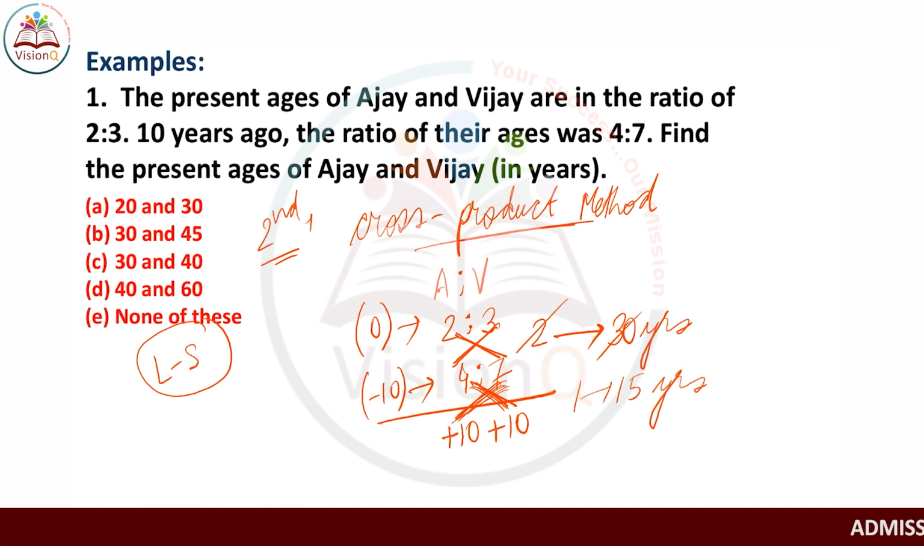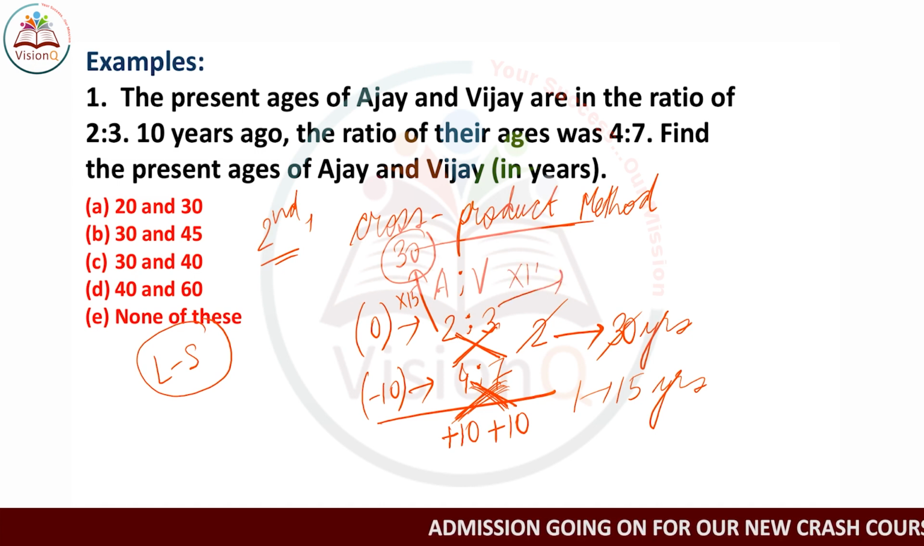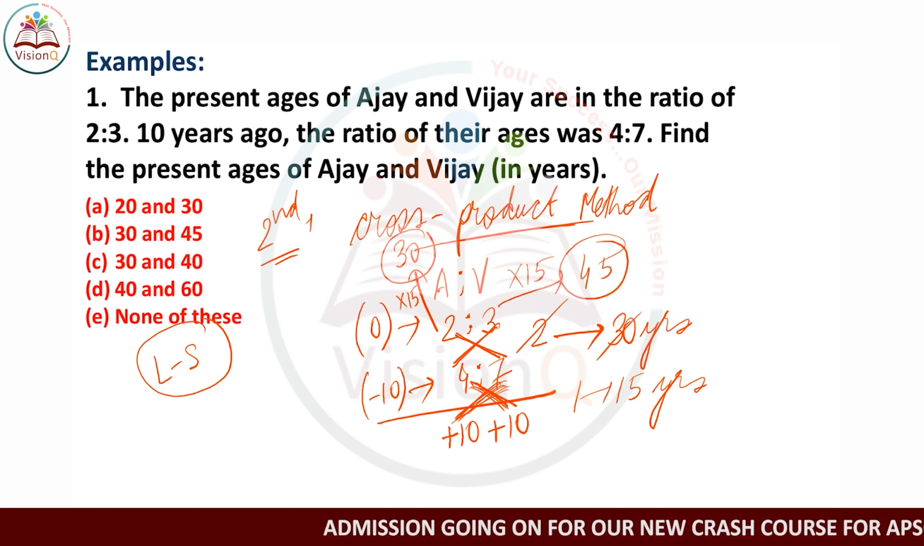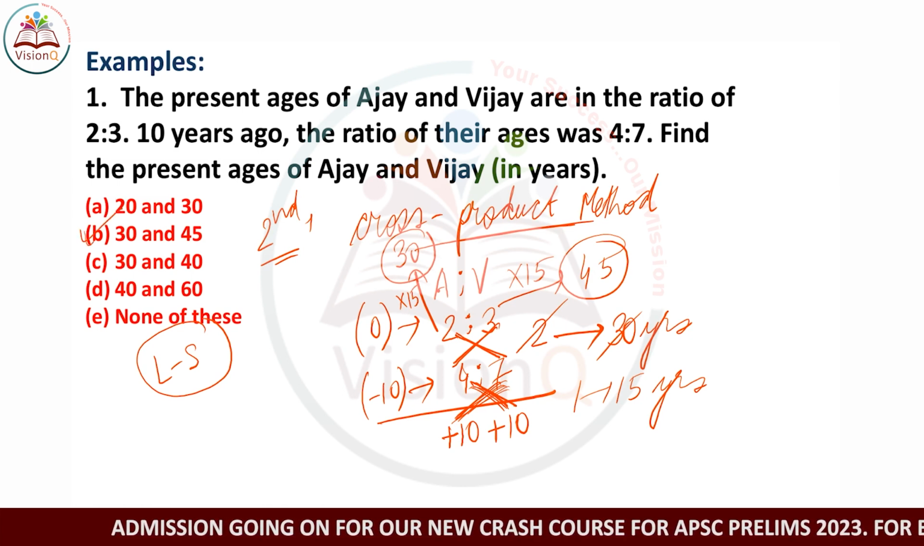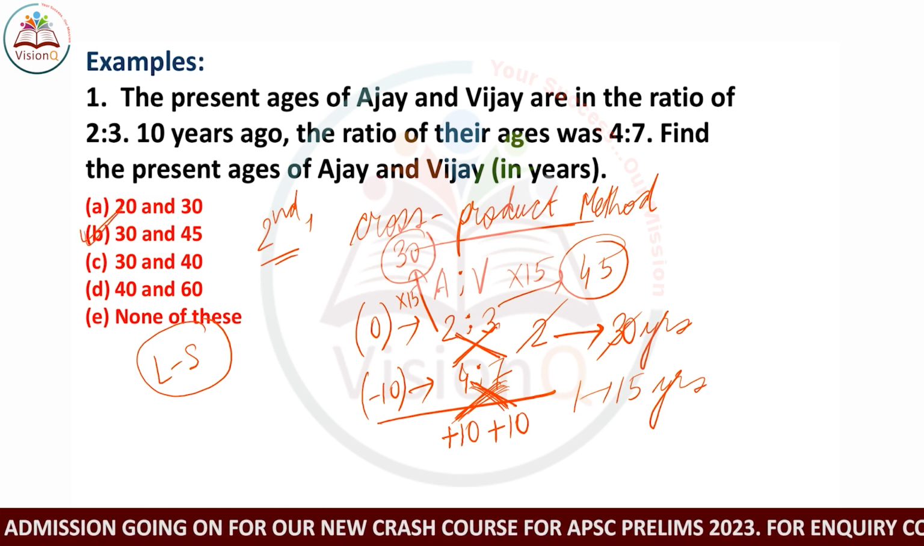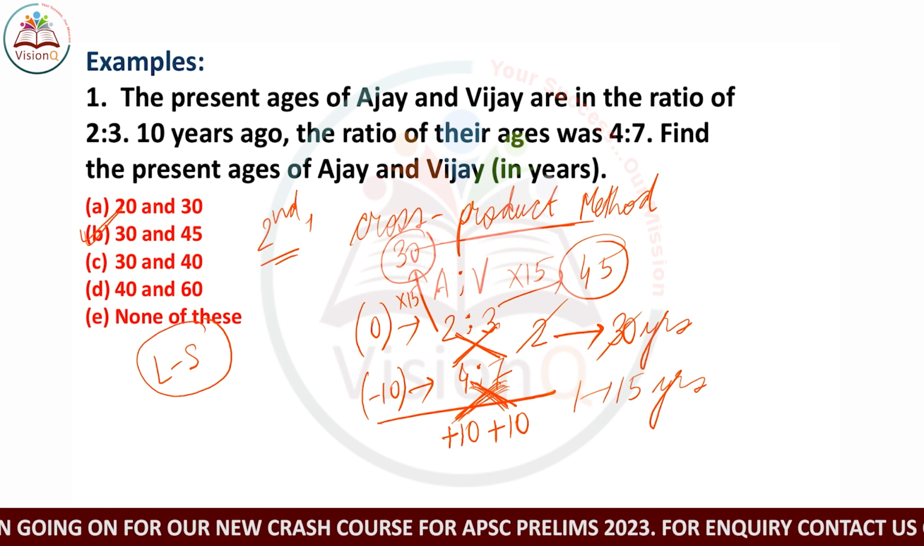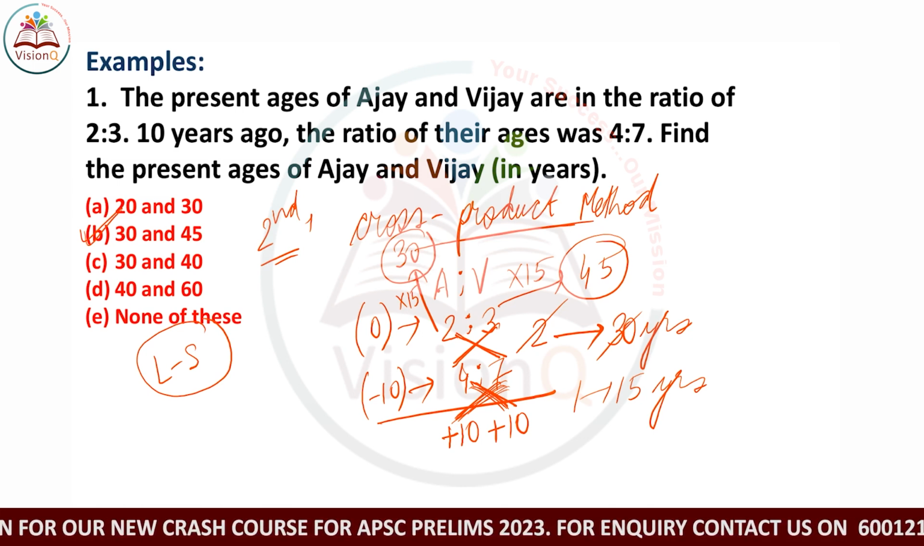If 1 is 15 years, then what is 2? 2 will be 2 into 15, 30 years. And 3 represents 3 into 15, 45 years. So these are the present ages of Ajay and Vijay, 30 and 45 years. Option number B. Now, in case of the cross product method, always remember one very important concept.